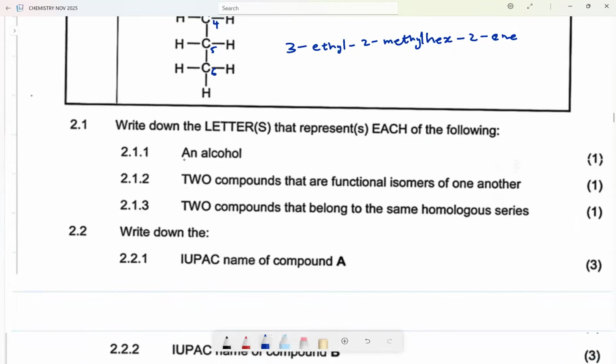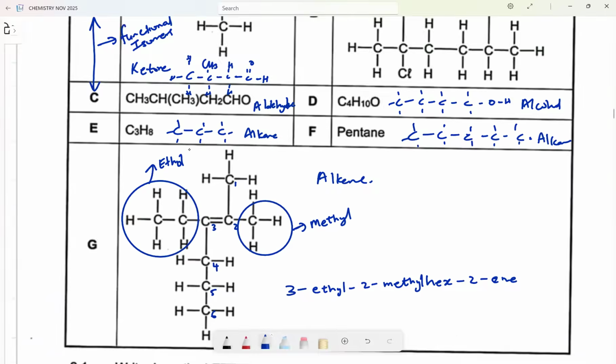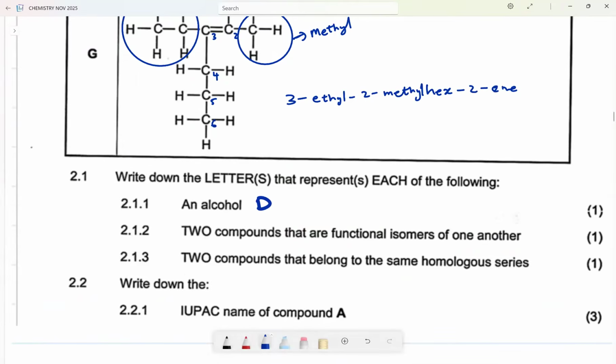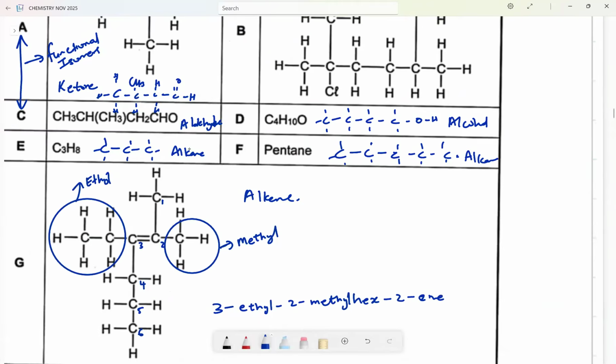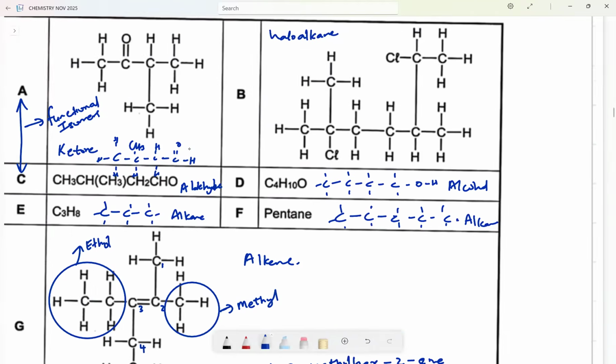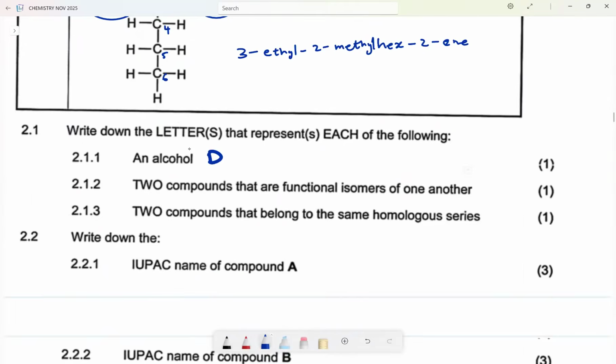Now let's answer the question. The answers should be fairly easy as we move now. Write down the letters that represent each of the following. An alcohol, we said an alcohol, it is number D. Two compounds that are functional isomers of one another. Remember I said functional isomers are A and C. I'm going to write it here, A and C.